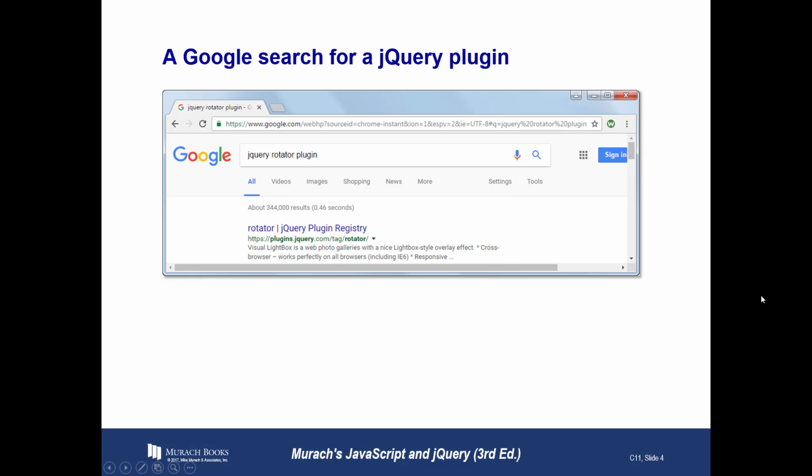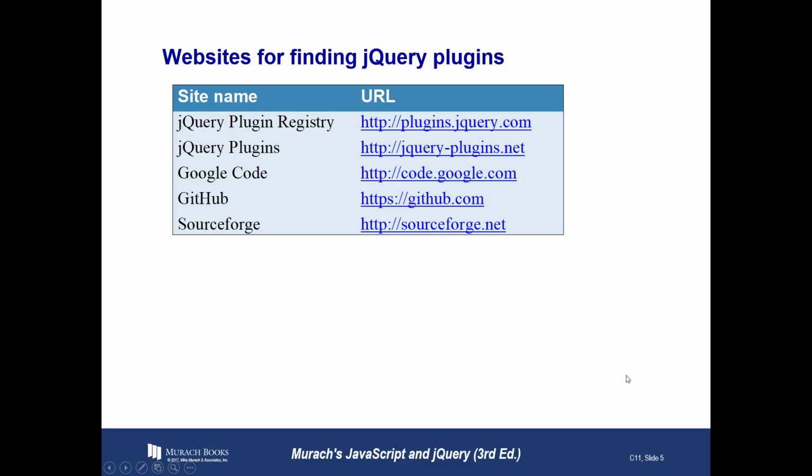All right, as it says here, if I do a Google search for a jQuery plugin, you've seen this already. So if I put in a specific plugin, it'll find it. But the key takeaway, in my opinion, right there is plugins.jquery.com. That's probably the number one site to go to look for a plugin. That doesn't mean there aren't other sites, and you can see some of them right here.